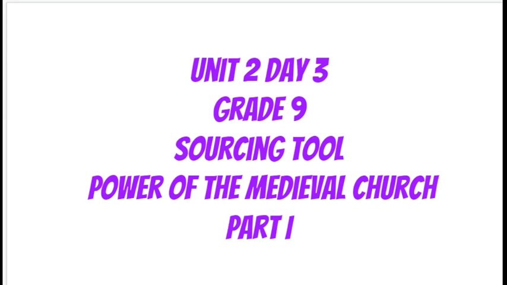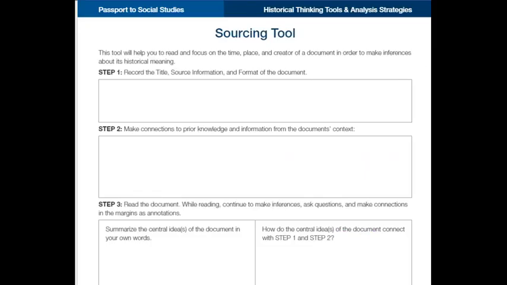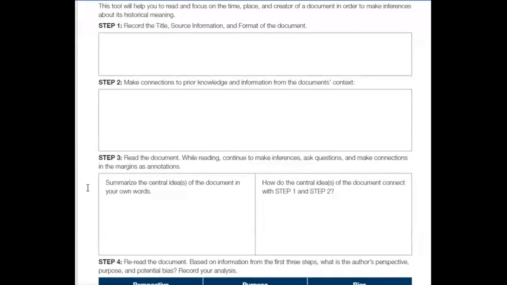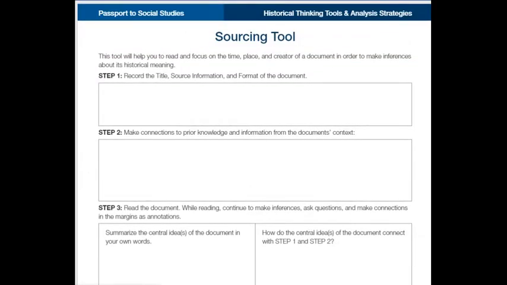We're eventually going to look at the power of the medieval church, but for now we're going to look at the sourcing tool itself. Now here it is, the sourcing tool for ninth grade. This tool will help you read and focus on the time, place, and creator of a document in order to make inferences about its historical meaning. It has 4 steps: step 1, step 2, step 3, and step 4. It's a one-page tool. We're going to need to break this down a little bit.